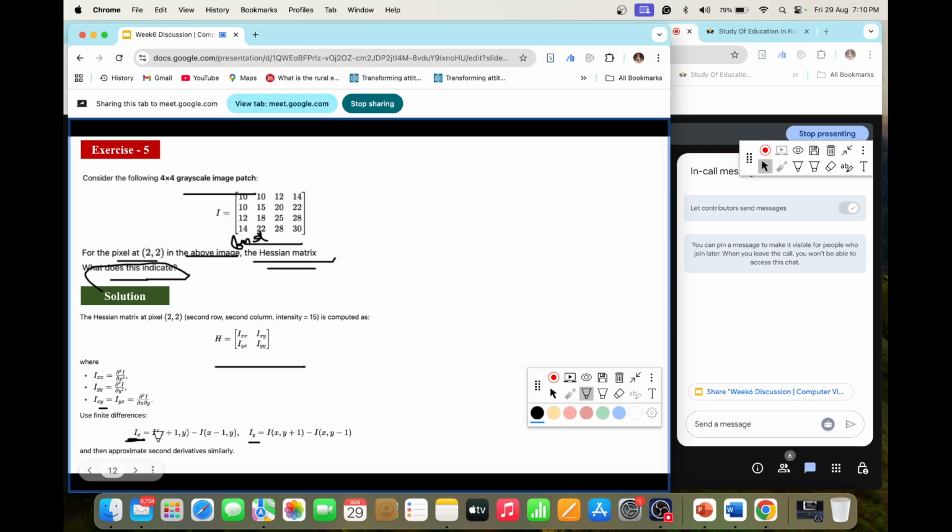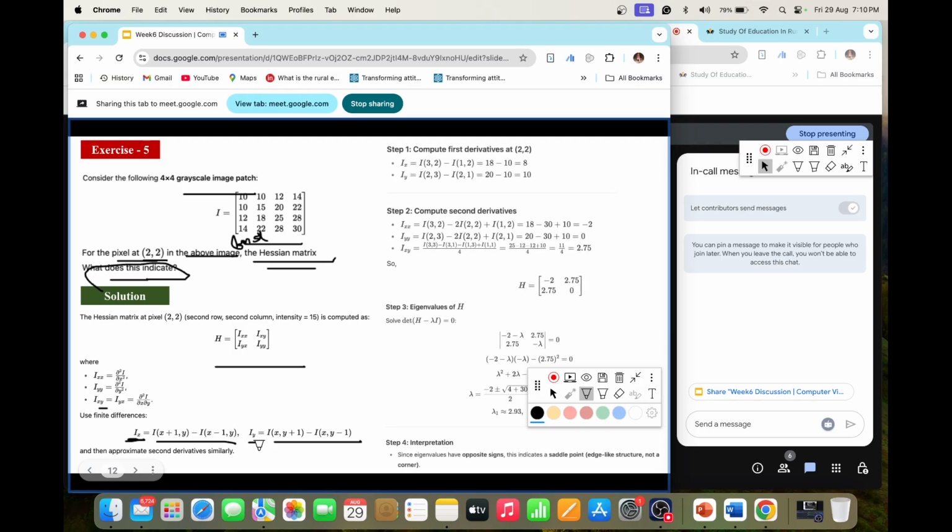Okay, so Ix is given by this formula, and Iy is given by this formula. We have already discussed this. Ix is the intensity of the x plus 1 point, that is, the point ahead of your target point. The target point is 2, 2. So x plus 1, y means the point will be 3, 2, and x minus 1, y means the point will be 1, 2. Similarly, x, y plus 1 will be 2, 3, and x, y minus 1 will be 2, 1. So by this we can get the Ix and Iy values.